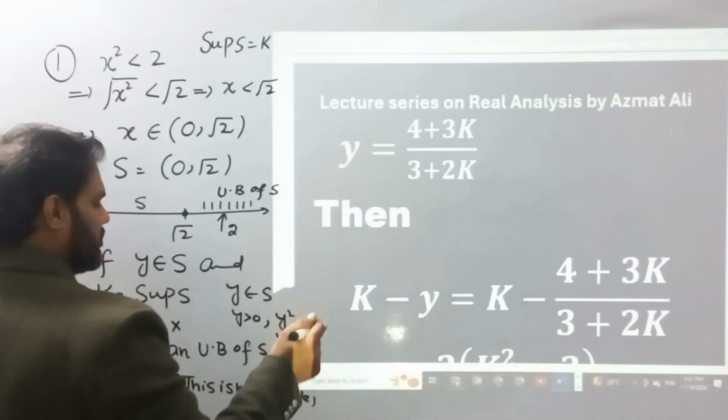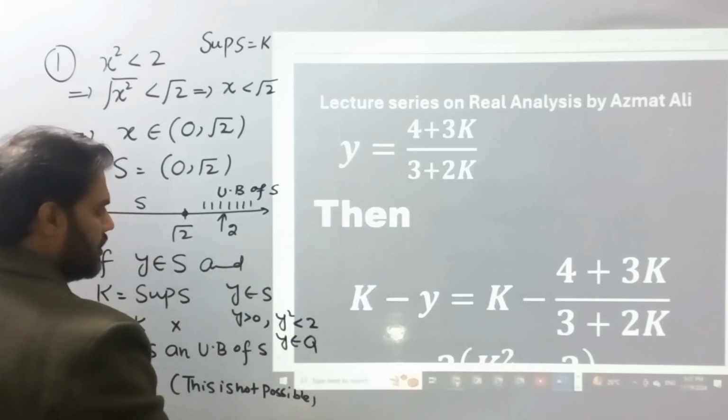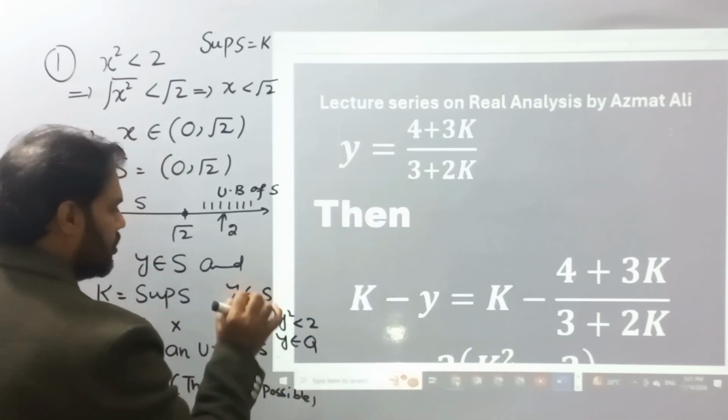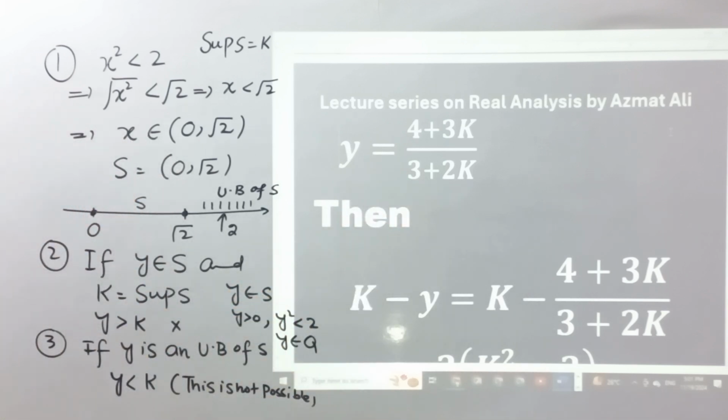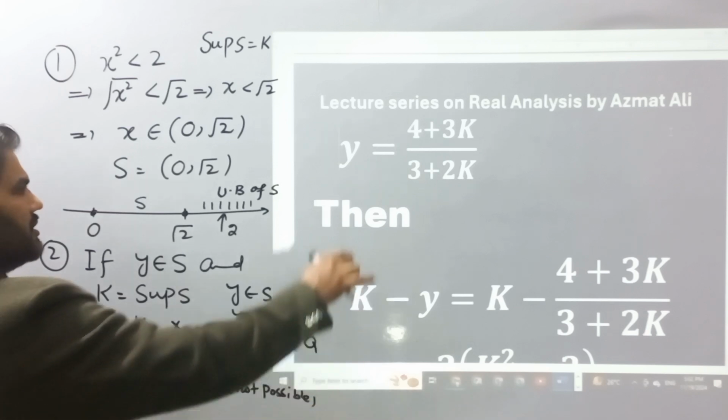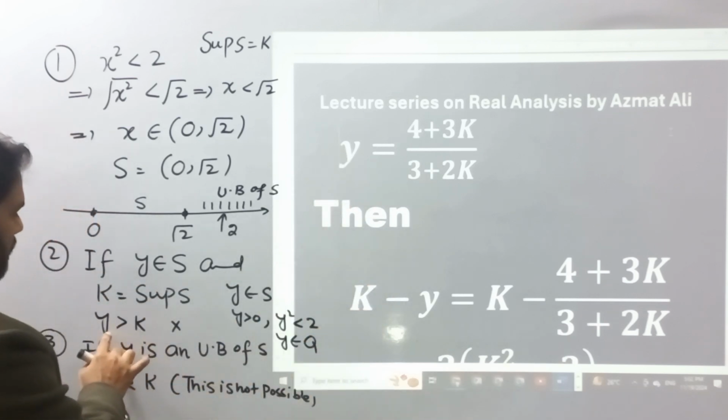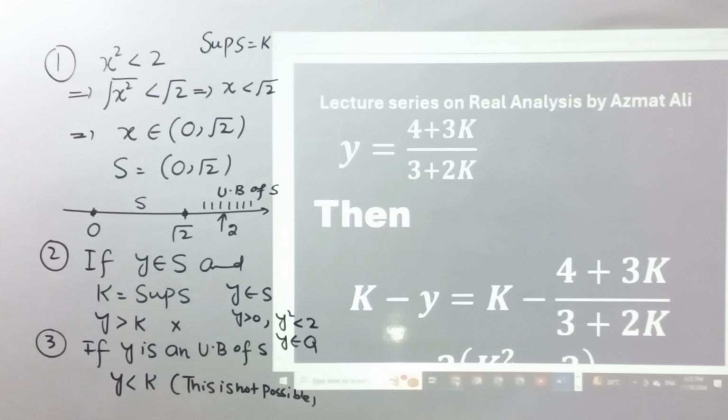It is clear that y is rational. It is also clear that y is positive. Next I will show that y square is less than 2. And lastly, to prove this case is not valid, I will show that y is greater than k.